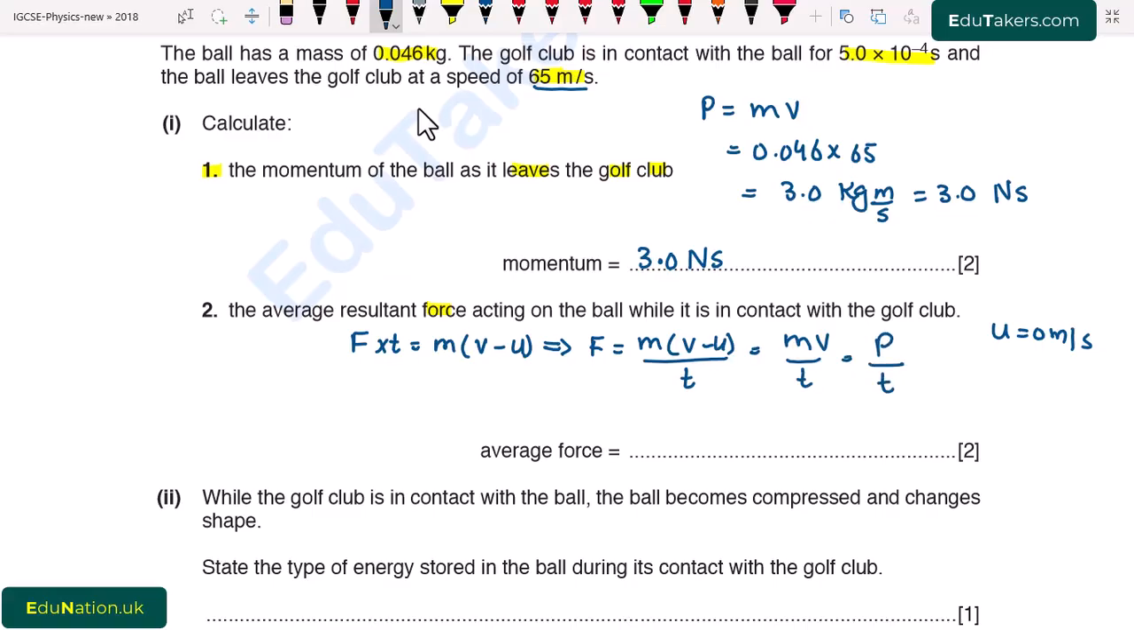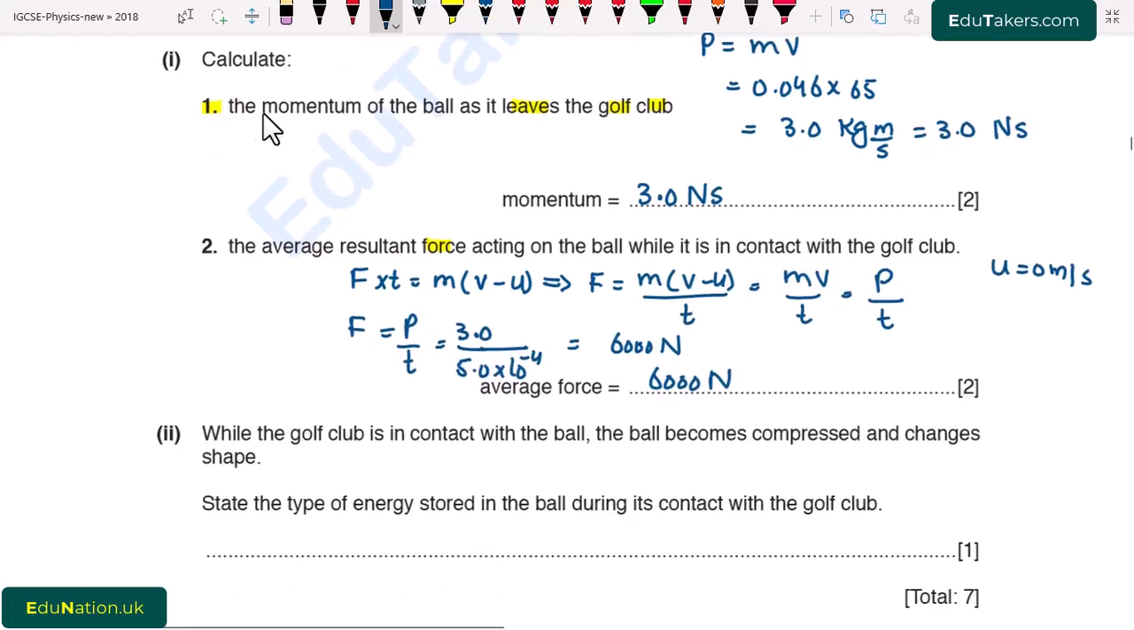So by putting values, F will be equal to p over t. The momentum that we already calculated in part 1 is 3.0, divided by the time given, 5.0 × 10^-4 second. So the force comes to be 6000 Newton. This is the average resultant force. I write here average force is equal to 6000 Newton. Part 2.